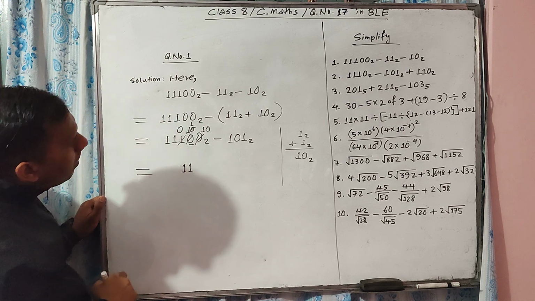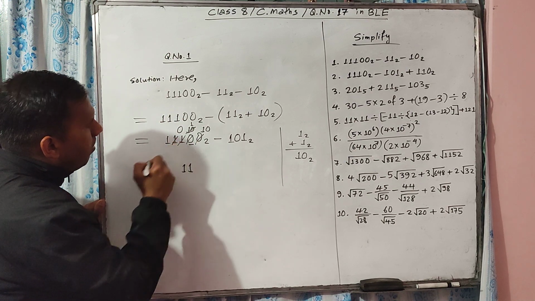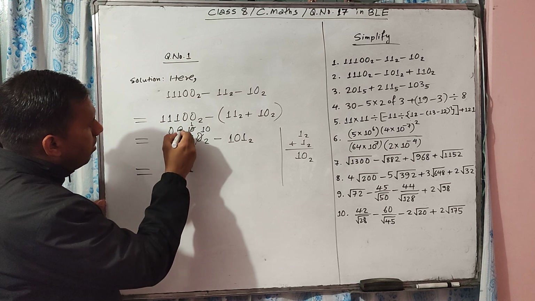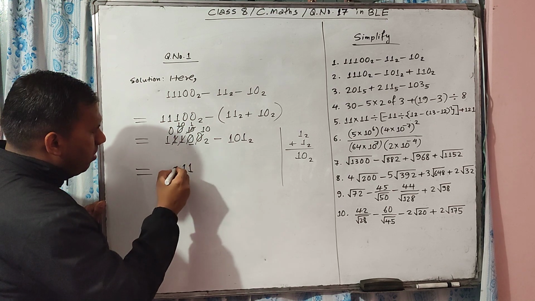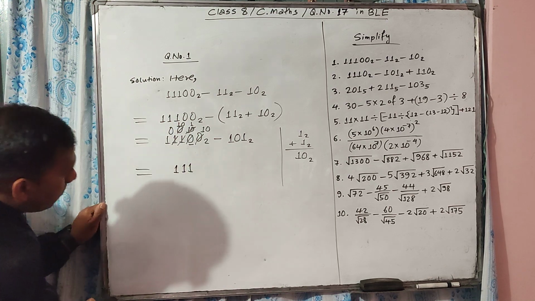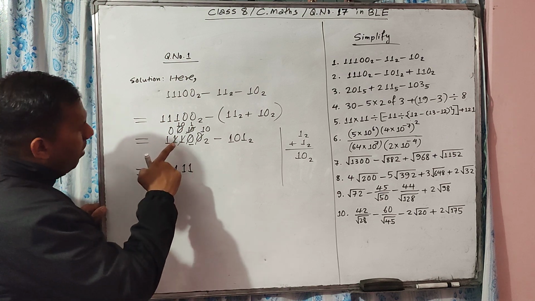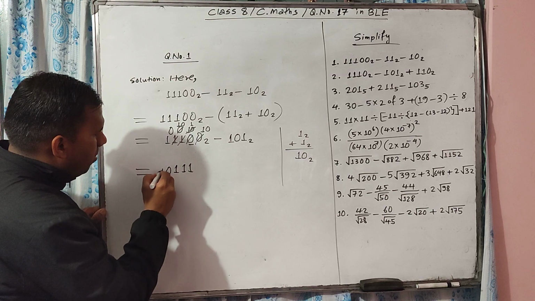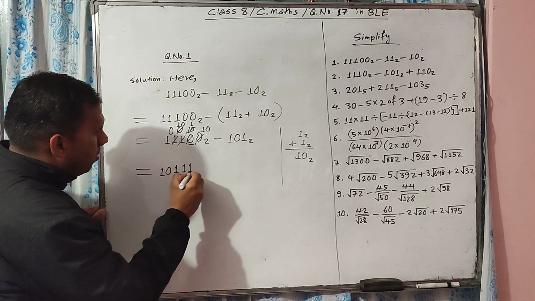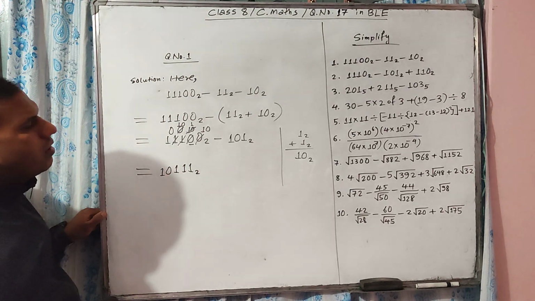Then 0 minus 1 is impossible. Again we take a borrow. This 1 gives a borrow. It becomes 0, and the 0 becomes 10. Then 10 minus 1 is 1. Then the remaining part: this 0, this 1. So the answer is (10111)₂.